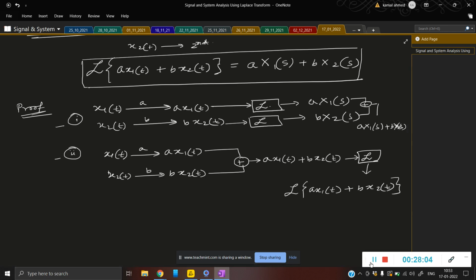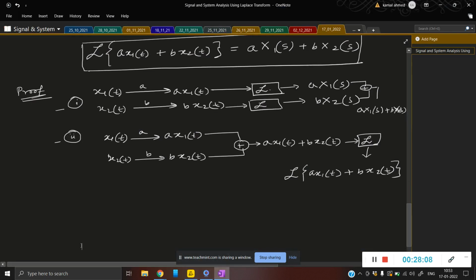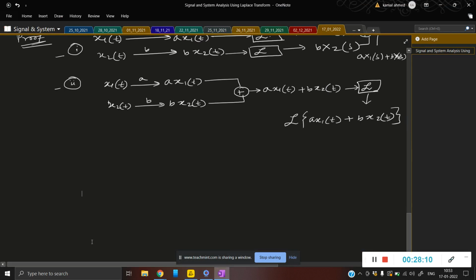Now we have to prove condition 1 equal to condition 2. So first pick up the condition 1 where we don't have to do lots of calculation, but in case of condition 2 we have to do the calculation of this. So we will pick up condition number 2. So Laplace transform of a x1t plus b x2t. See what it will give.